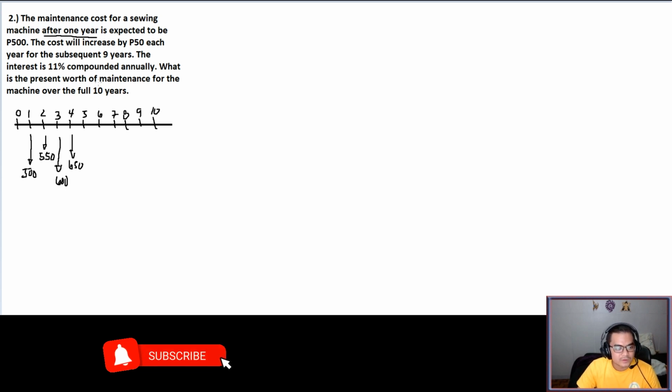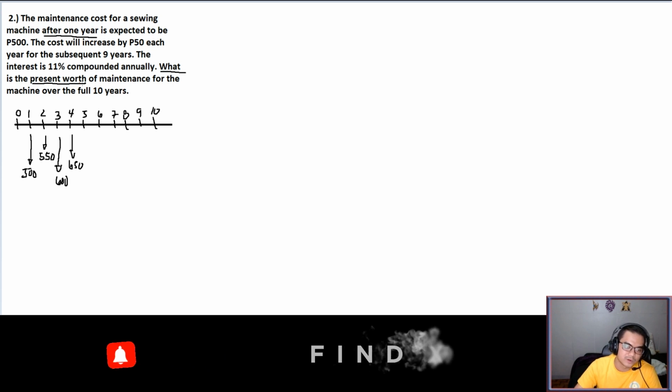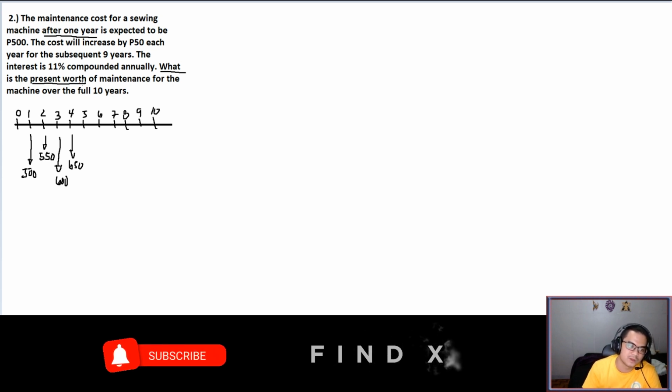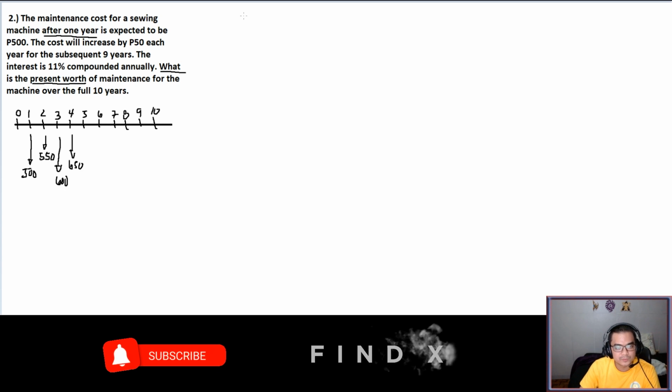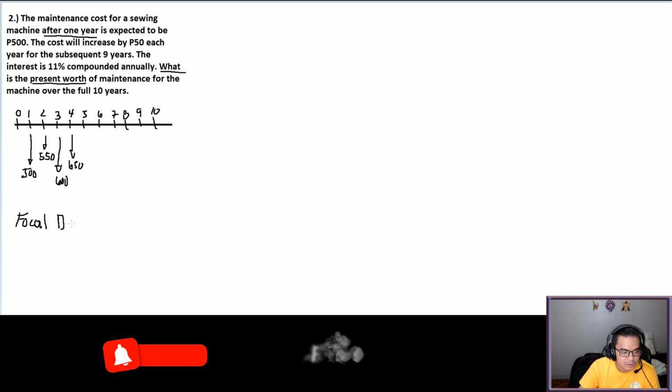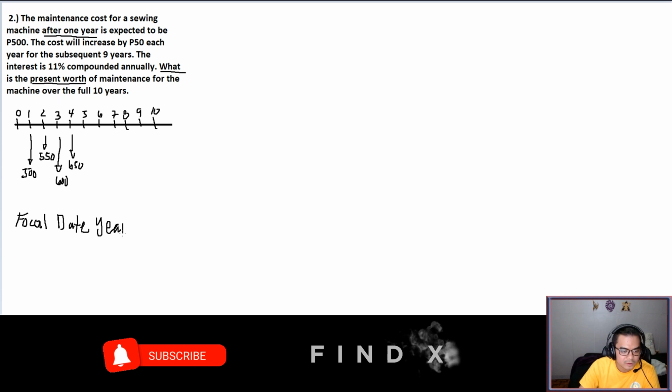Now, we are asked to find the present worth. So that means we have to bring all of these values into year 0. So present worth to year 0. Now, let's remember that the focal date must be year 0.